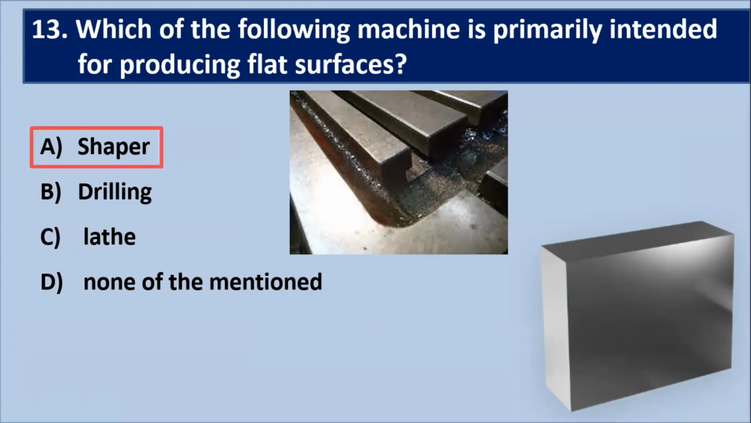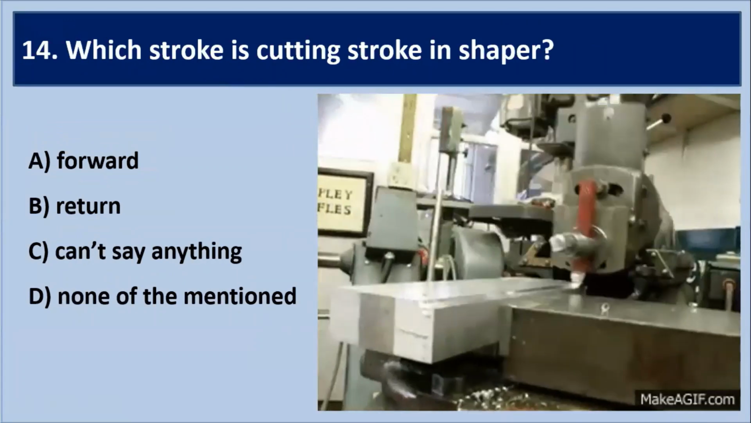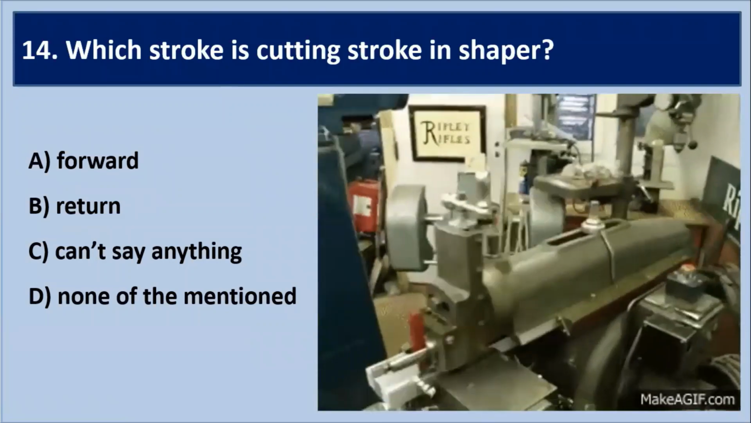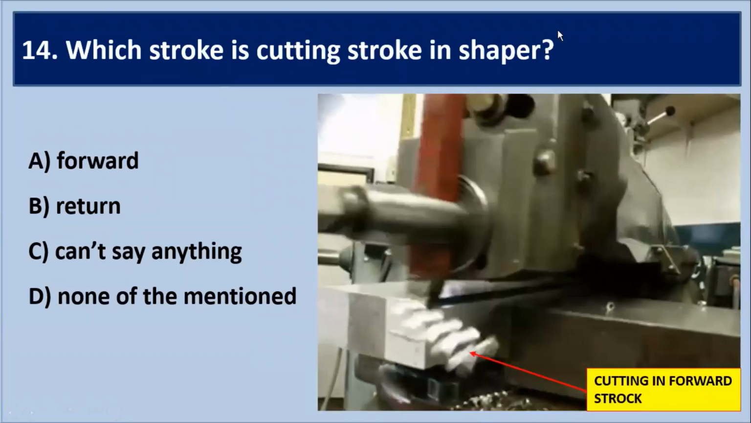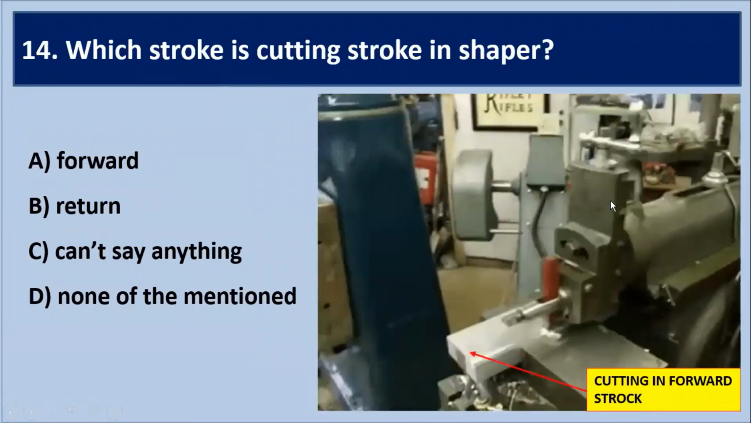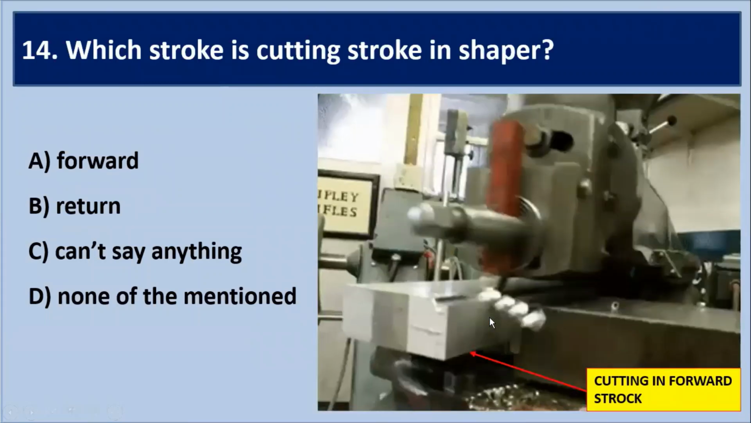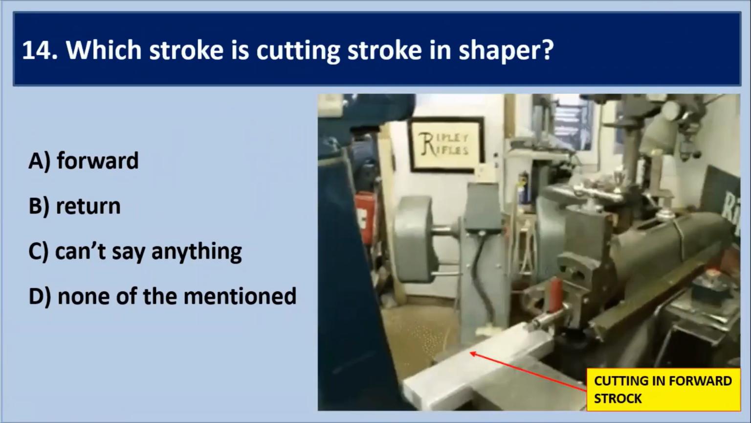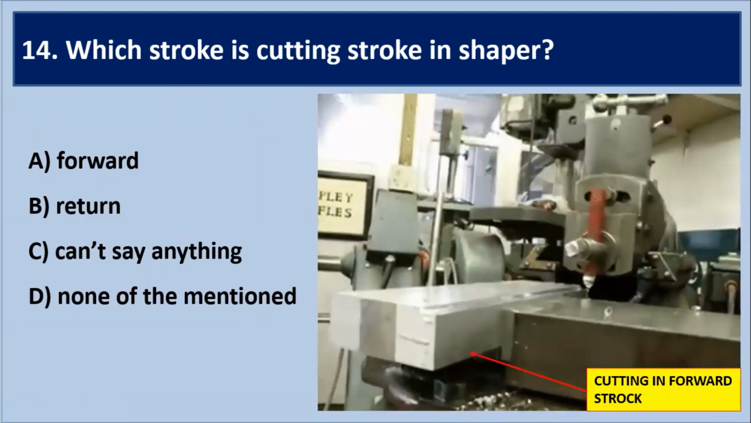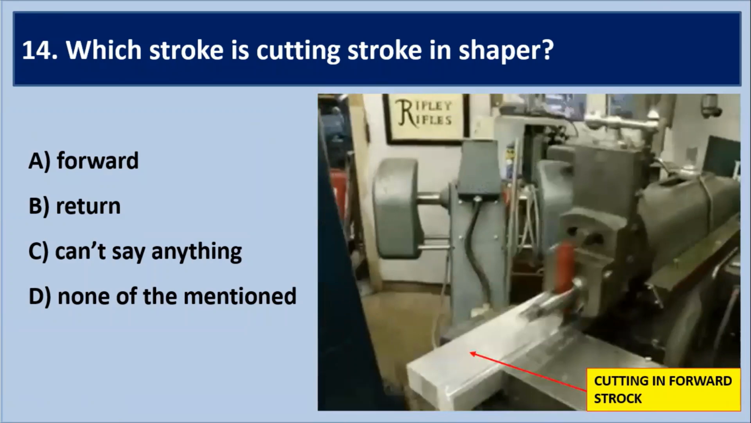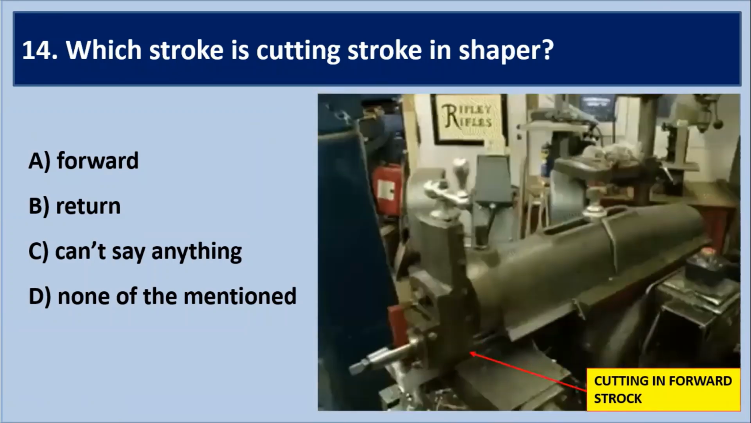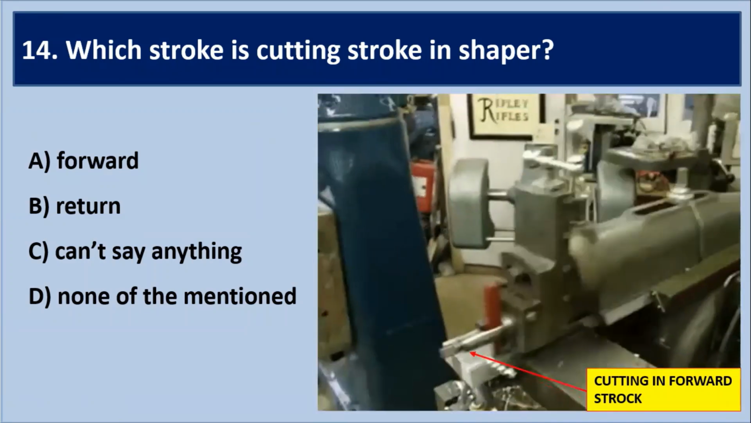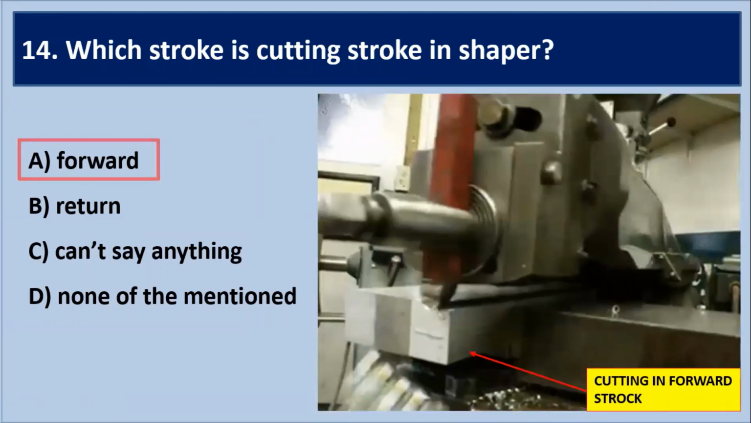Okay. Then the next question, which stroke is a cutting stroke in the shaper? So I showed that this is the job and the ram, and this is a tool post where the tool is held. When the forward stroke takes place, then the cutting action will take place on the workpiece. And that's why we can say that the forward stroke is the cutting stroke in the shaper machine, because only in the forward stroke is cutting done. And that's why our answer is A, forward.